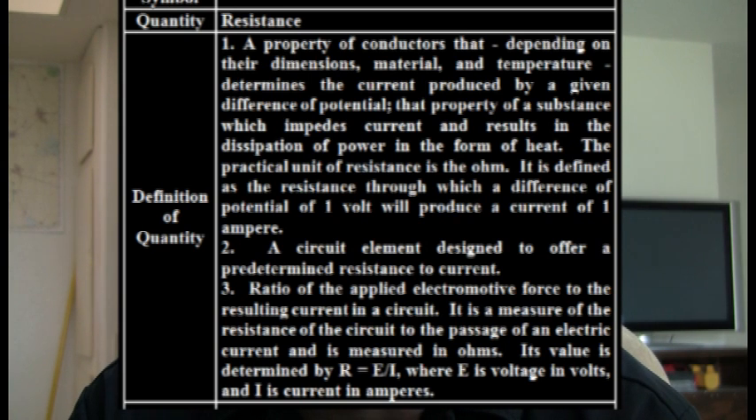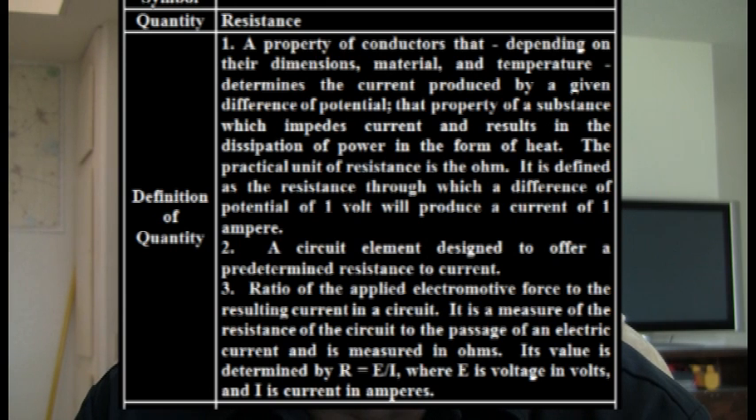It looks like the property of conductors that, depending on their dimensions, material, and temperature, determines the current produced by a given difference of potential. That property of a substance which impedes current and results in the dissipation of power in the form of heat. The practical unit of resistance is the ohm. It is defined as the resistance through which a difference of potential of 1 volt will produce a current of 1 ampere. Wow, that is completely worthless.